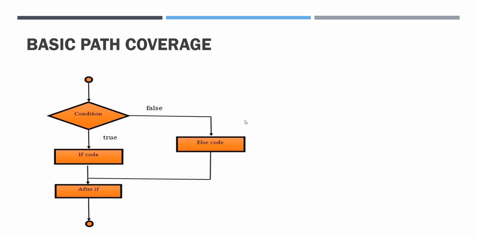Here one term comes, that is cyclomatic complexity. Cyclomatic complexity is nothing but the number of paths. Here we have the if block 1 and the else block 1, so the cyclomatic complexity is 2. We consider the cyclomatic complexity in basic path coverage.